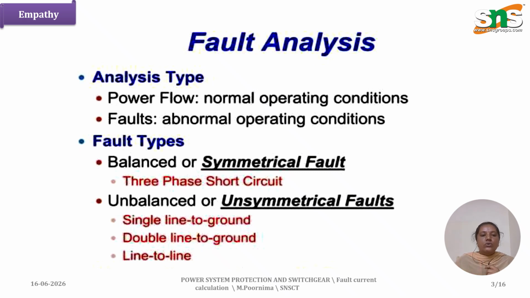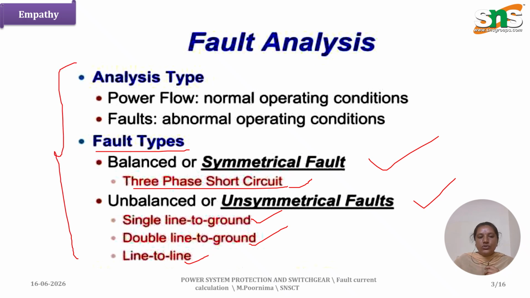And we already know that we have types of fault: symmetrical fault and unsymmetrical fault. The symmetrical fault is a three-phase short circuit fault, which is balanced, and mostly appears in three-phase supply systems. The next one is unbalanced fault or unsymmetrical fault. That occurs as single line to ground fault, double line to ground fault, and line to line fault. These are the things we need to know before calculating the fault analysis.